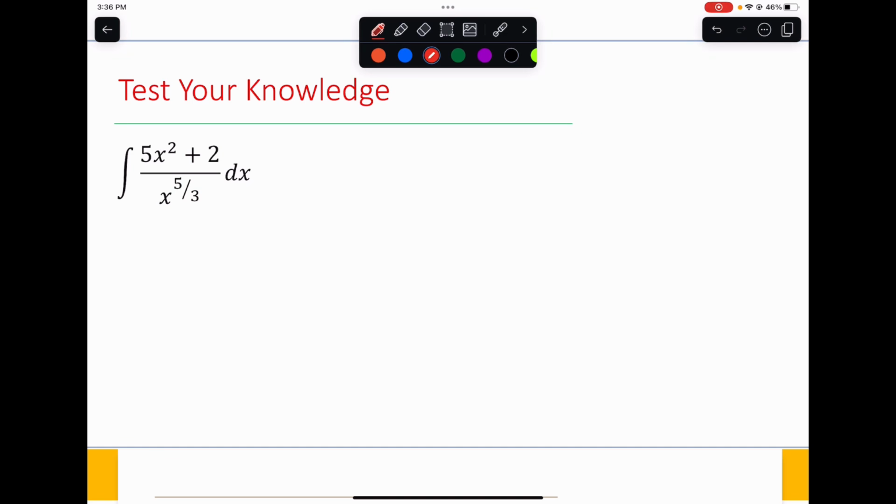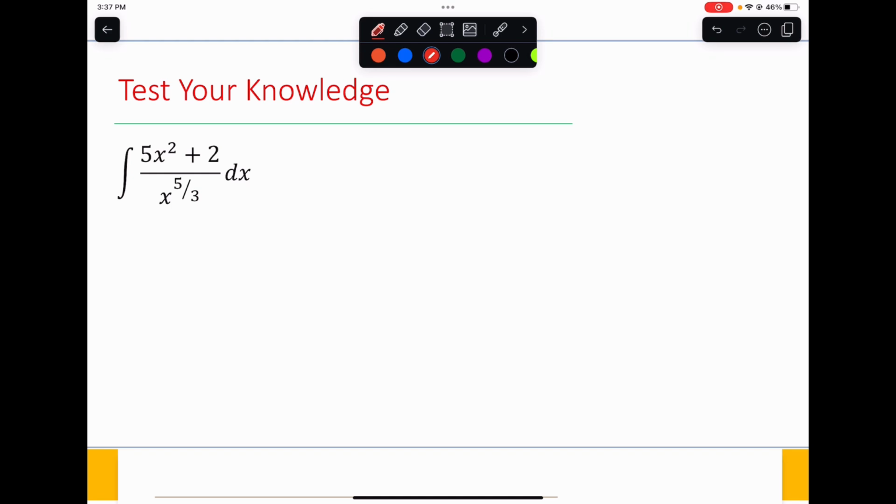This is the time that you need to pause the video and try it on your own. Pause the video first, and do not fast forward this video. You need to practice what you are going to do first, before even applying the integration rule. So pause the video and try to do it on your own.